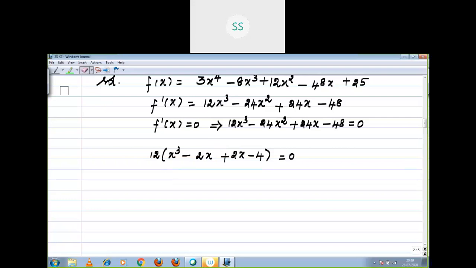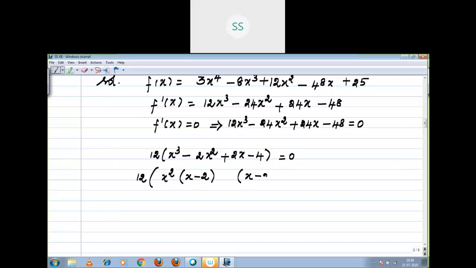12x square. 12 into x cube minus 2x square minus 2x square plus 2x minus 4 equal to 0. Now, 12 you have to keep as such. In these two, x square is common. Then what should be the rest? x minus 2, right?